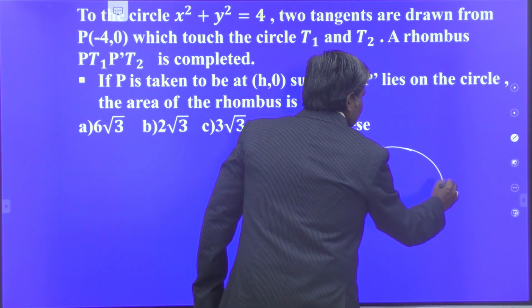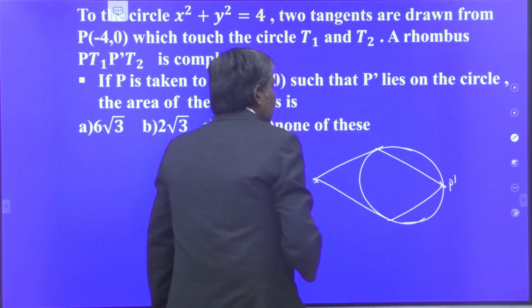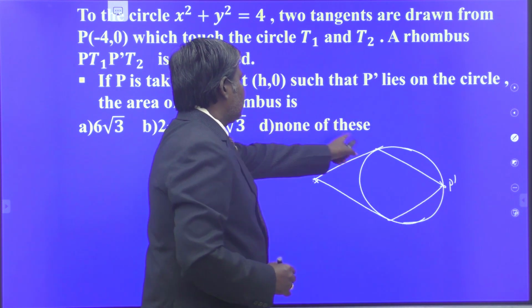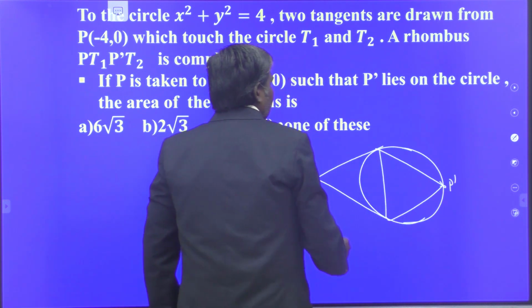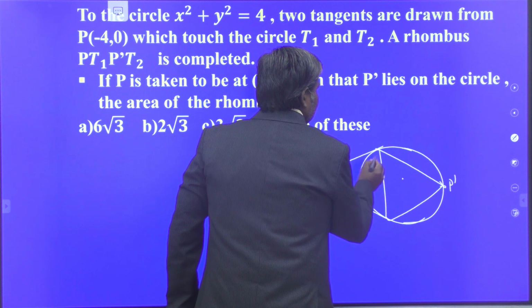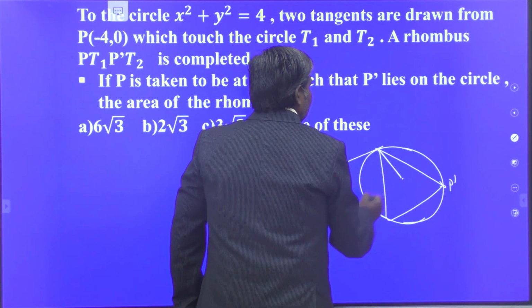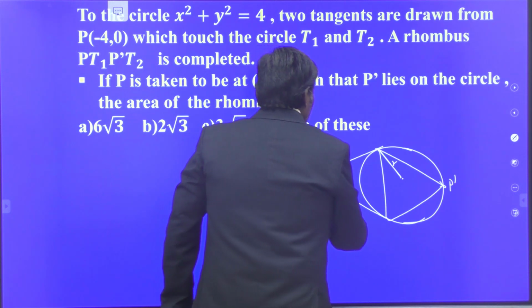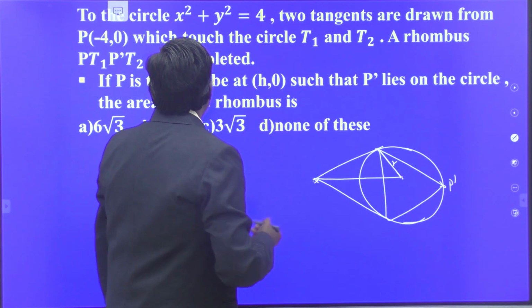Your P dash, this is P dash which lies on what? Circumference of the circle. Now this is the rhombus. This is your chord of contact. This is the center of the circle. We know that this is the radius of the circle. So this is the distance from center to the line.